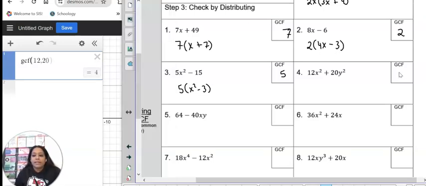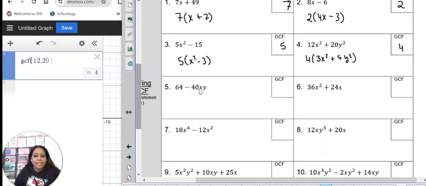So that's my GCF. Now let me look at the variables. I have x squared here in the first term, but I don't have it here. Likewise, I have y squared here, but I don't have it there. So they don't have any variables in common. So it's just 4. Okay, so I'm going to put that on the outside. And then 12 divided by 4 is 3. And then you have the x squared. Plus 20 divided by 4 is 5. y squared. And then that's that.